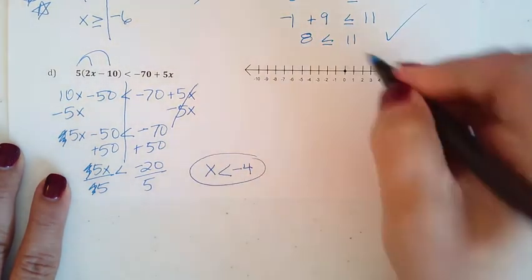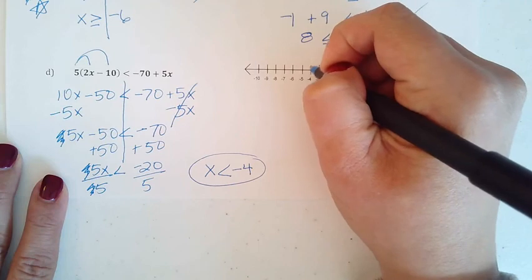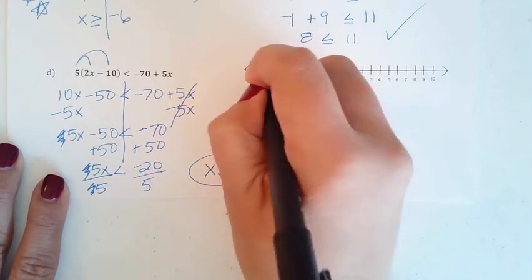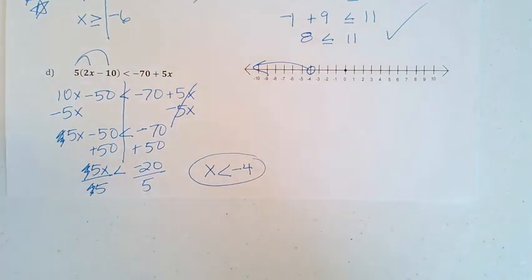I'm going to go to negative 4, put an open circle, and then if it's less than, it's all these numbers down here. Okay, give some of those problems a try. These are the same as solving equations, except when you multiply or divide by a negative. That's the only difference. Good luck.